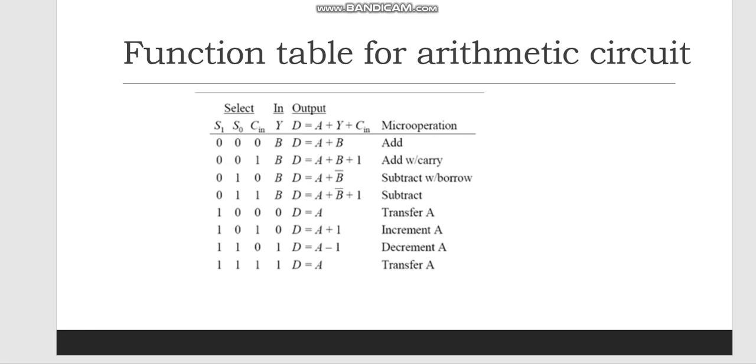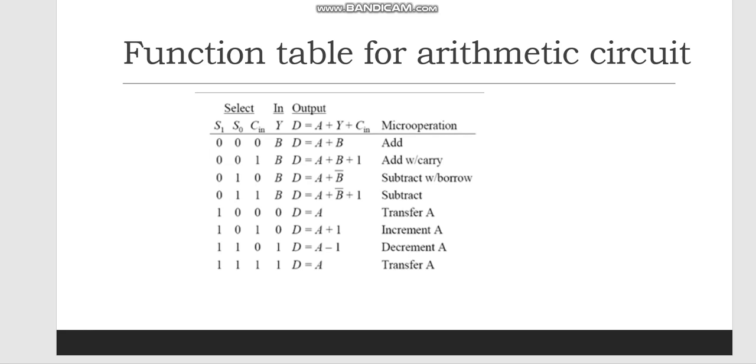When S1 S0 is equal to 1 0, the inputs from B are neglected and instead all zeros are inserted into the Y inputs. The output becomes D is equal to A plus 0 plus Cn. This gives D is equal to A when Cn is equal to 0 and D is equal to A plus 1 when Cn is equal to 1. In the first case, we have a direct transfer from input A to output D. In the second case, the value of A is incremented by 1.